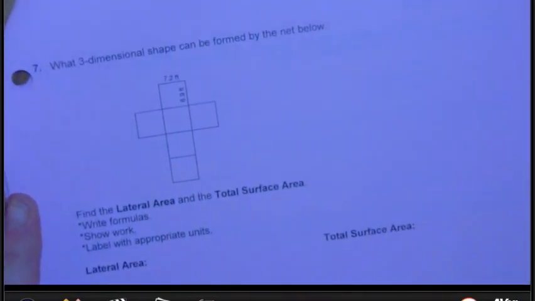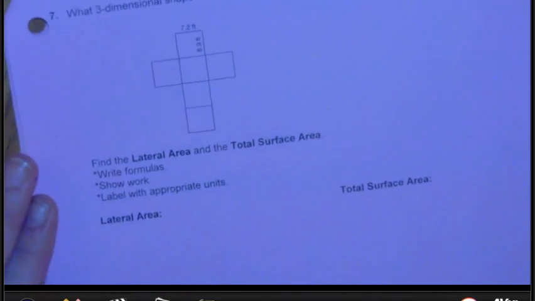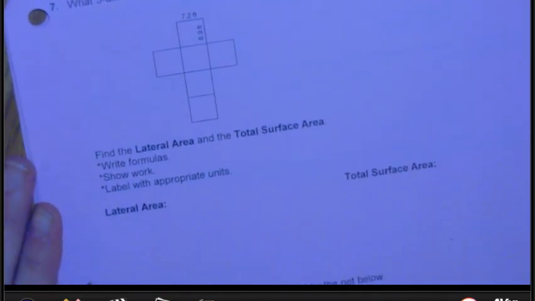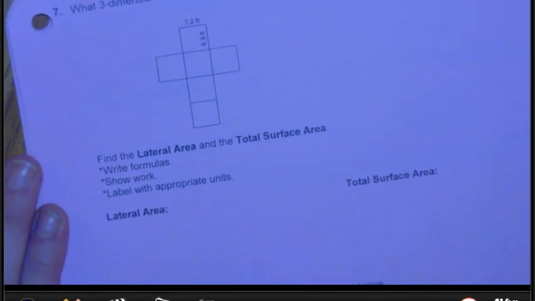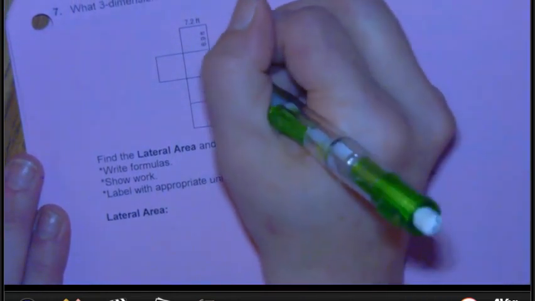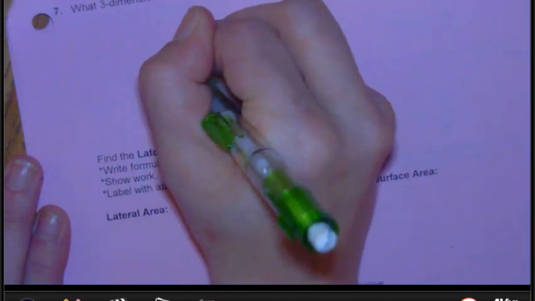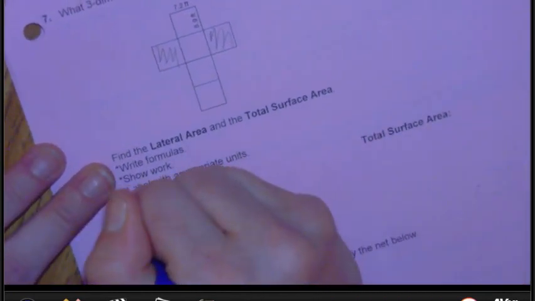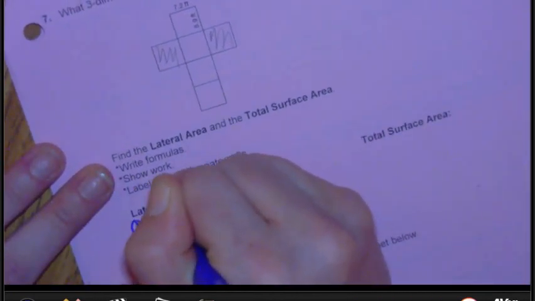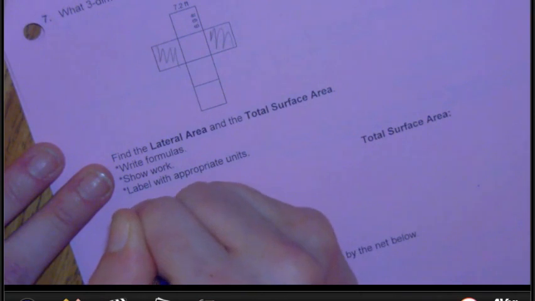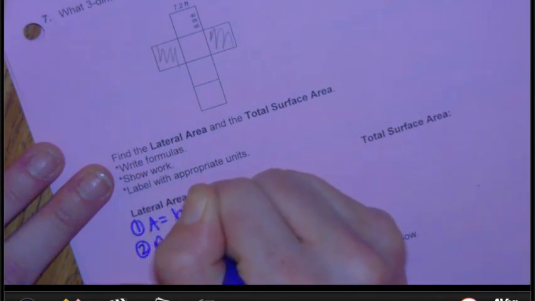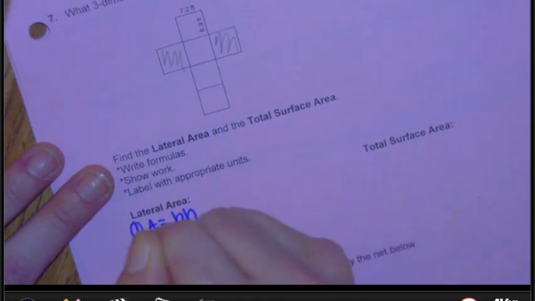Number 7, it looks like I've got a cube. Now I need to find the area of all of my lateral sides and then the total surface area. Okay, so let's go ahead and use these little wings here as our bases, and then all of my rectangles for my sides. All right, so I have area is equal to base times the height. Area is equal to 6.9 times 7.2.